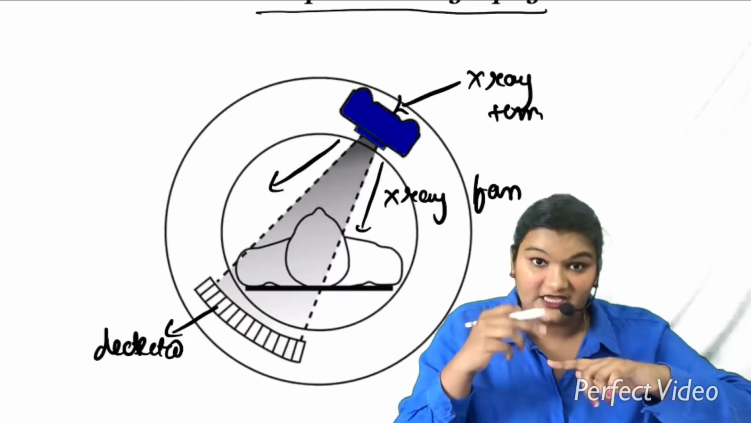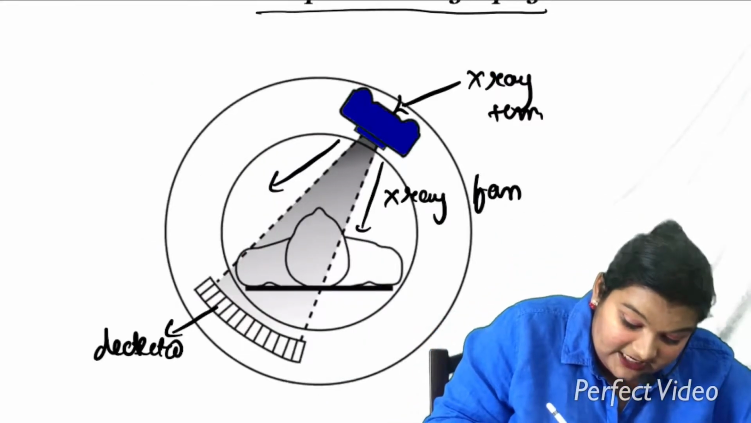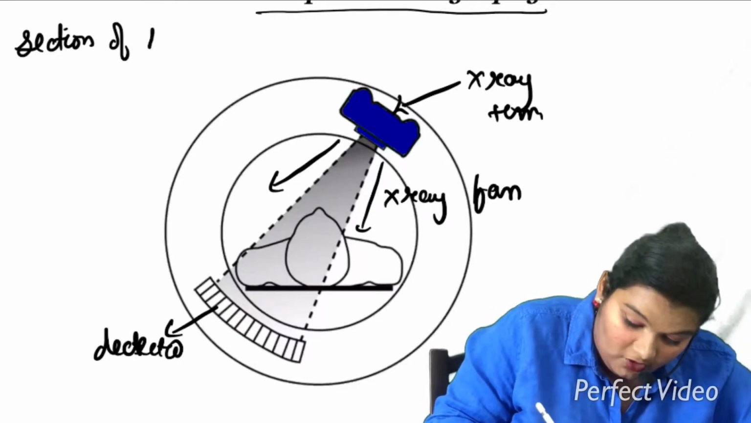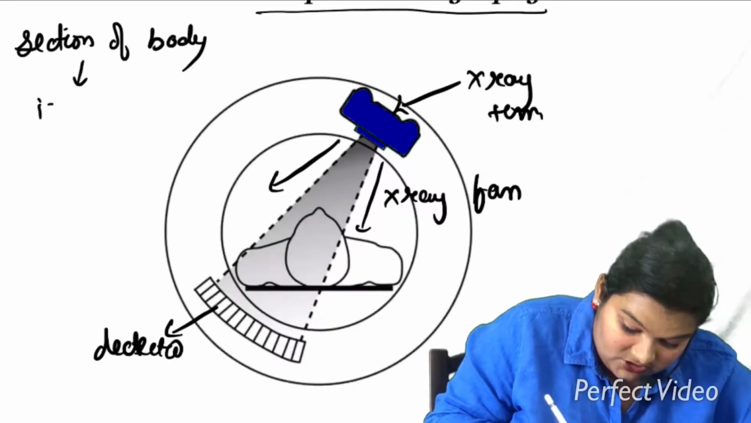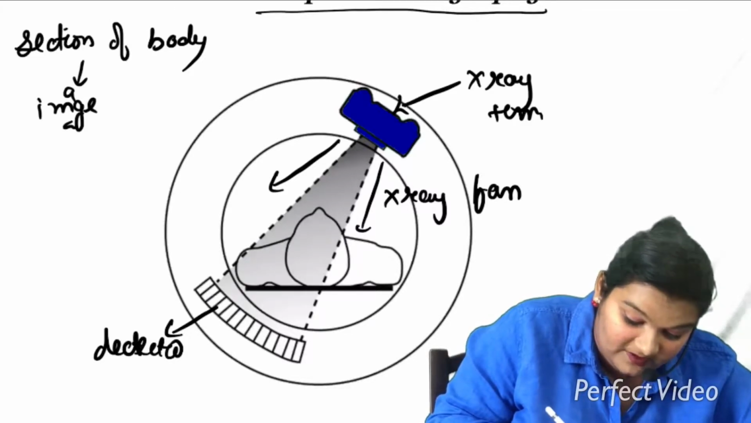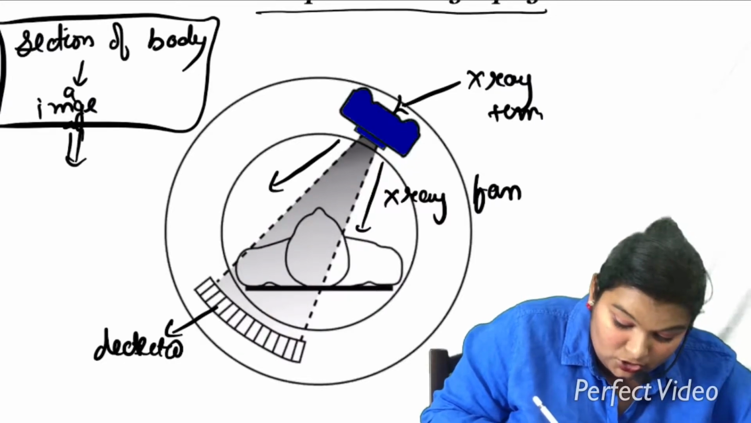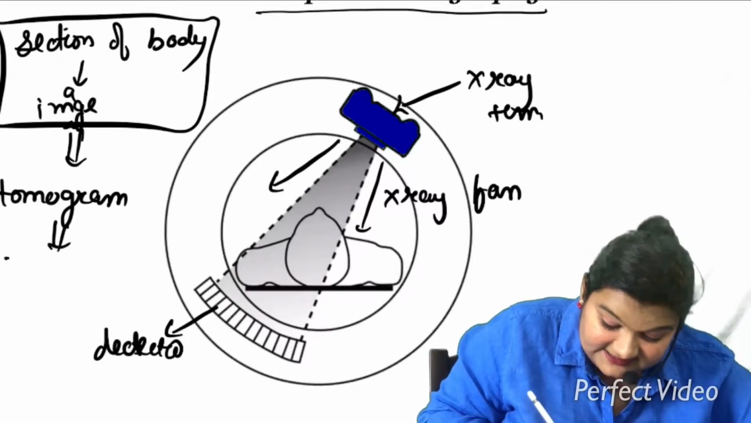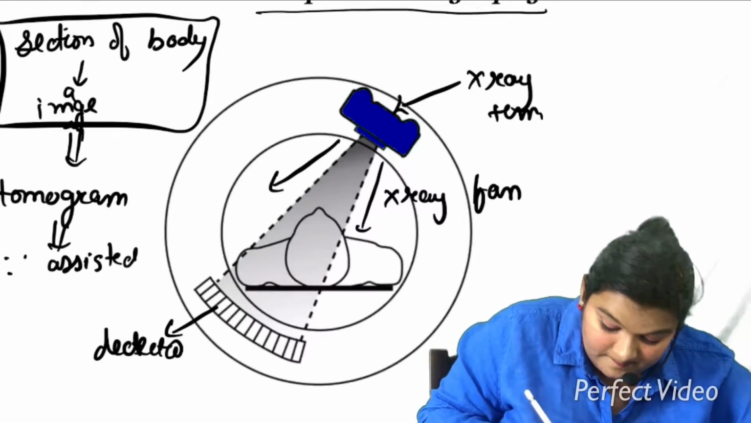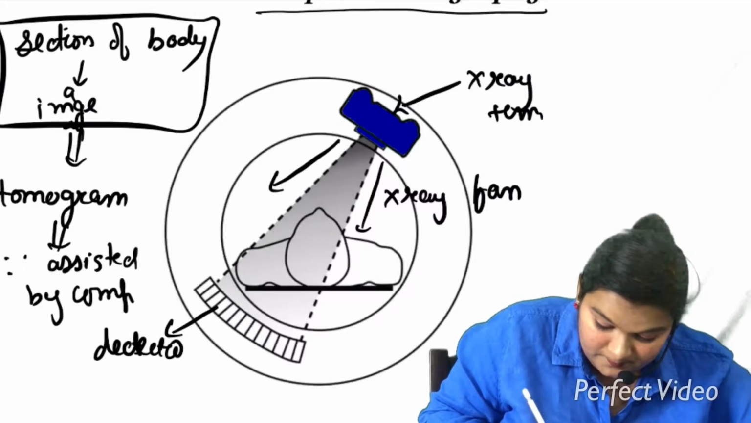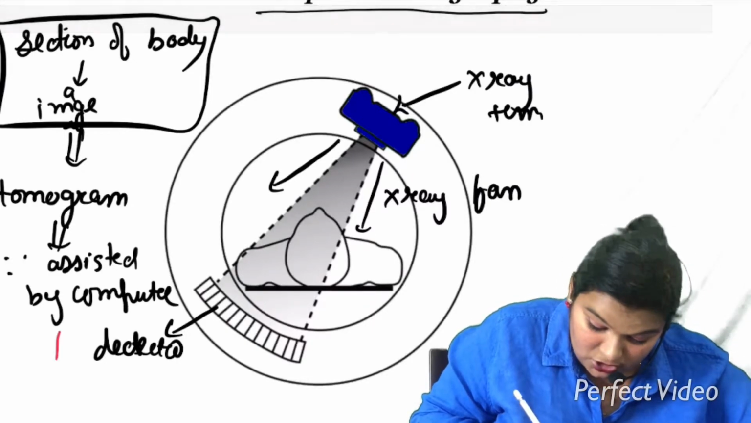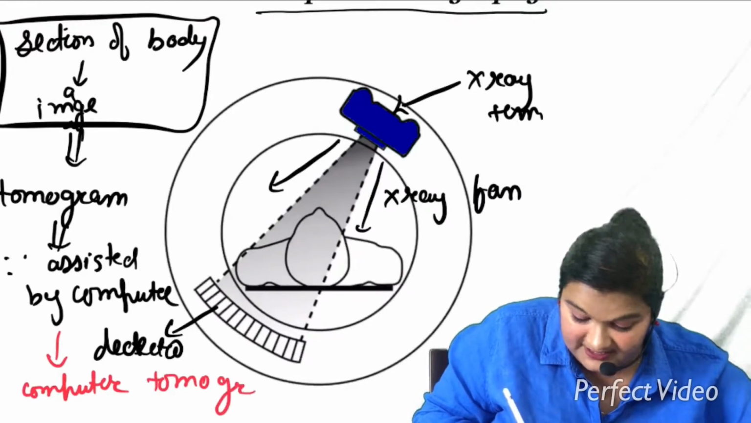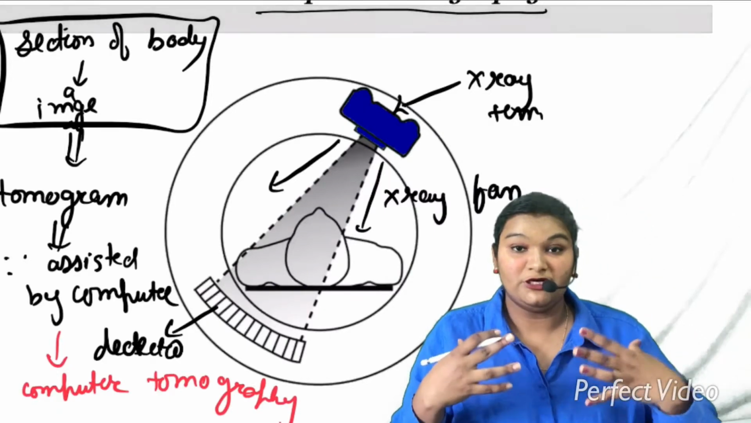Since the patient is exposed in all directions, you are getting a section of the body in the form of an image, right? In the form of an image, and this image we call a tomogram, right? And since this is assisted by a computer, you call it computed tomography, right? This is the reason we are calling it computed tomography.